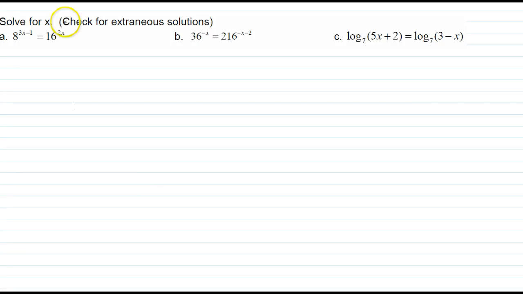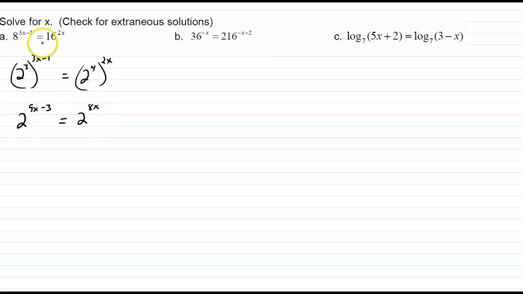Alright, so now we're going to solve. We want to rewrite the 8 and 16 with the same base. 8 is really just 2 cubed, to the 3x minus 1. And 16 is really 2 to the 4th, to the 2x. Now power to a power here, and you get 2 to the 9x minus 3, because 3 times 3x, 3 times the 1. And this is going to give us 2 to the 4 times 2, which is 8x.